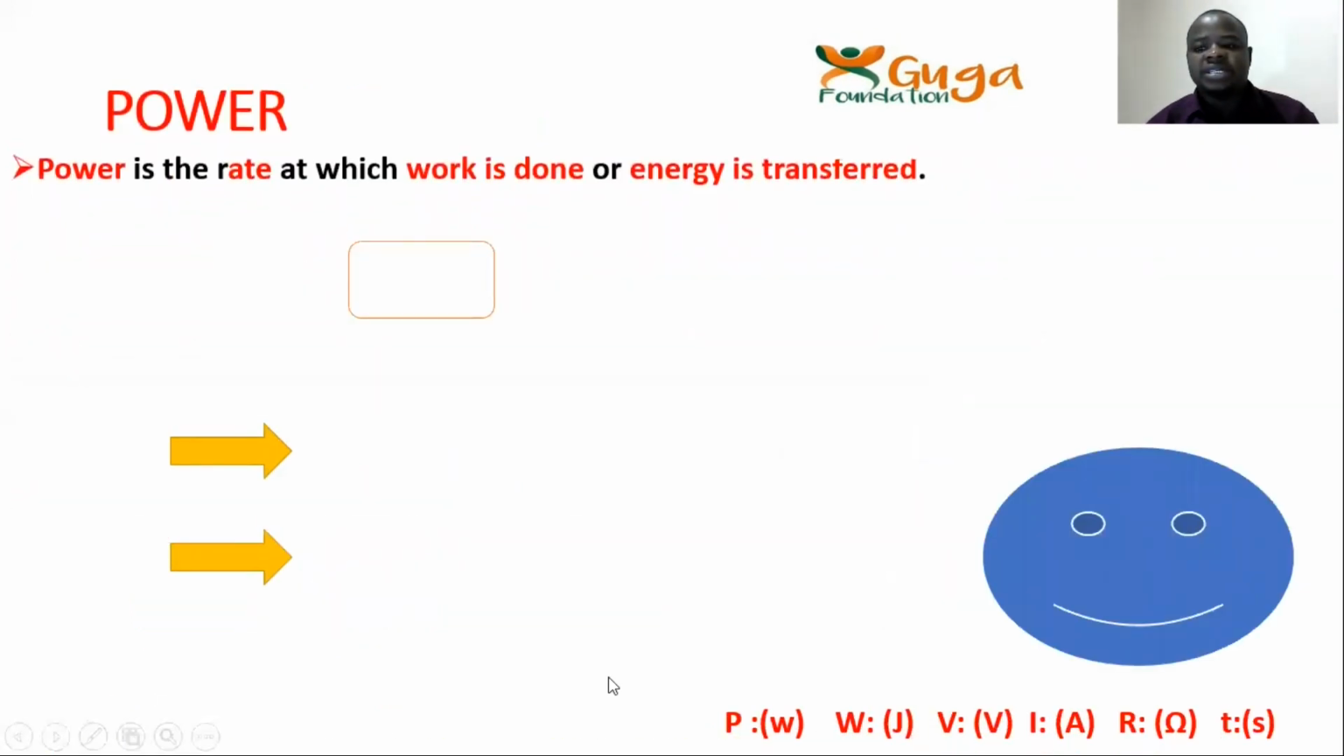So now let's look at the power. Power is the rate at which work is done or energy is transferred. The rate means that we're dividing work by time. So power is equal to work divided by time. You remember the very same definition we talked about when we were doing work, energy, and power is still applying here.